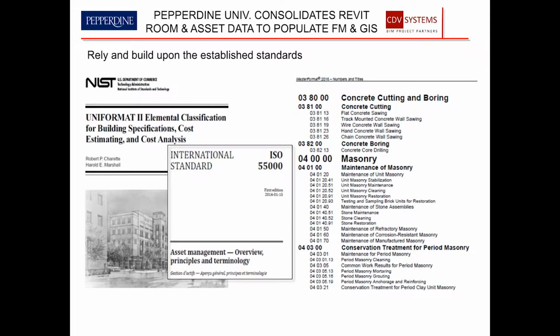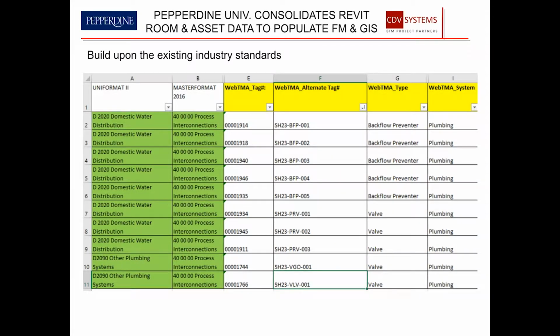I allow Uniformat. I allow MasterFormat, and then obviously for asset management, I adhere to ISO 55000. So these are things that I rely on heavily. And the more all of us rely on it, the more we can all be in sync and speak the same language. So here's just a demonstration of Uniformat, parameters, MasterFormat. I classify all of my components in this format, and it's been extremely helpful.